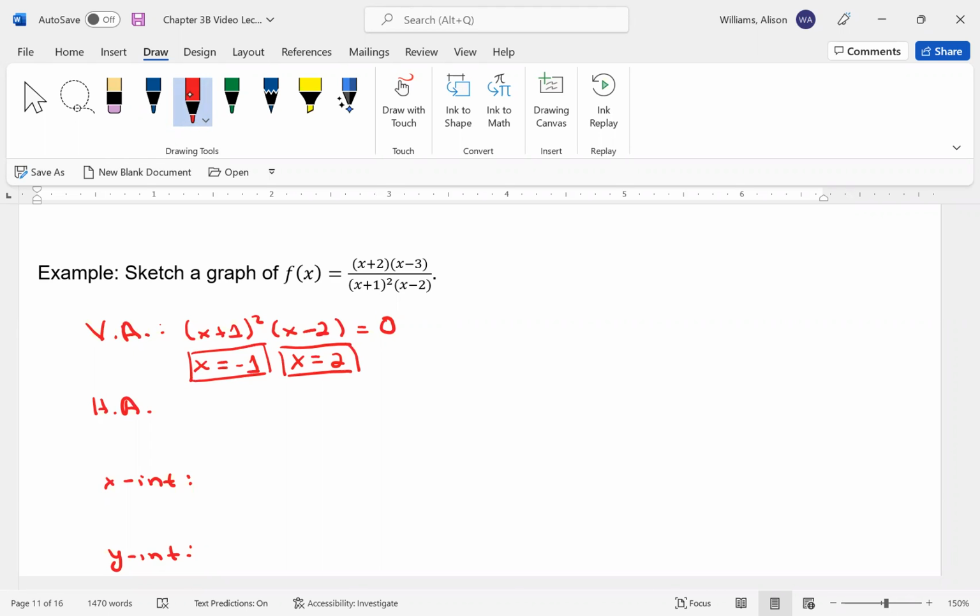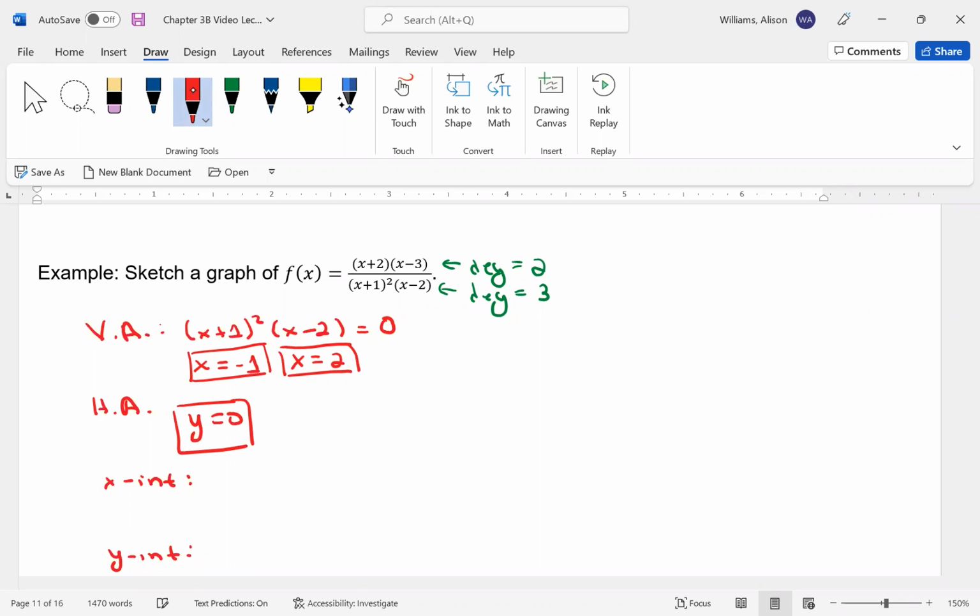Okay, horizontal asymptotes. We have to figure out the degree of the denominator versus the numerator. If I multiplied the numerator out, I'm going to end up getting x squared. But if I multiply the denominator out, I end up getting x cubed. I have 3 x's there. So the degree of the denominator is bigger, so y equals 0. Nice. That makes our life a little bit easier.